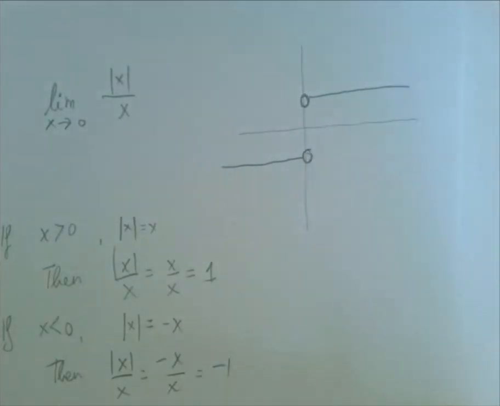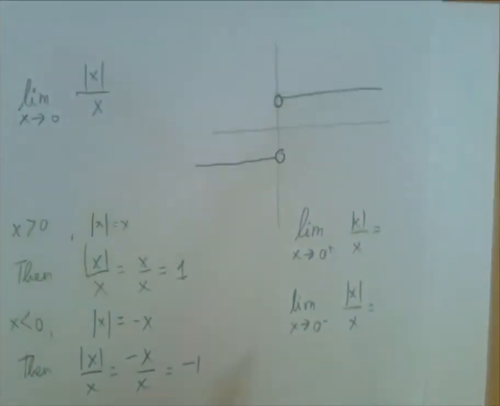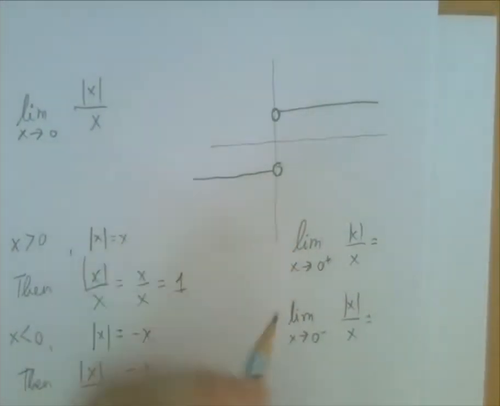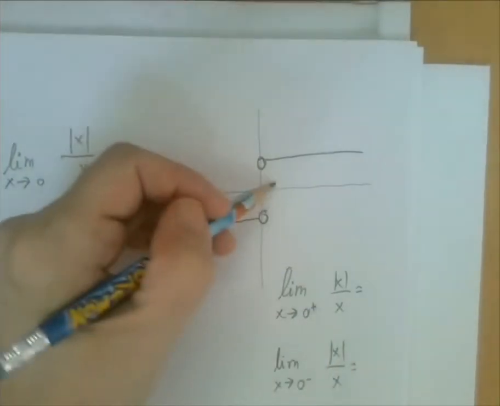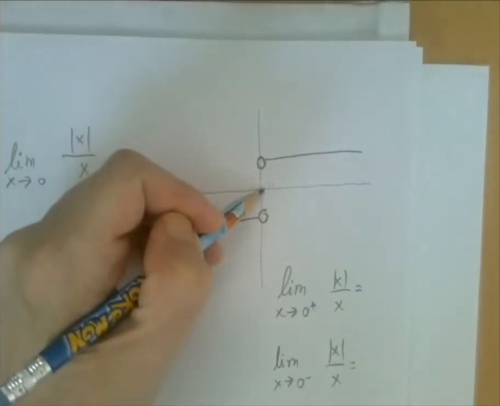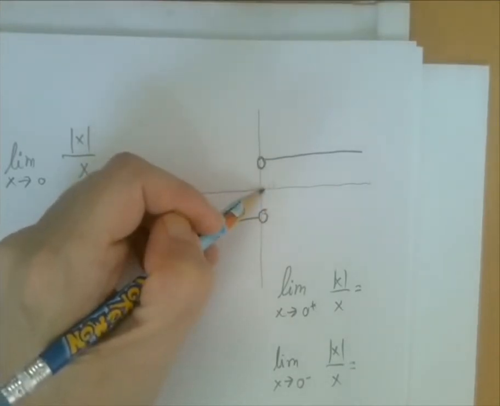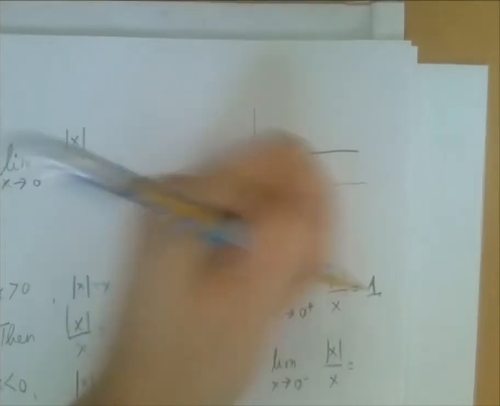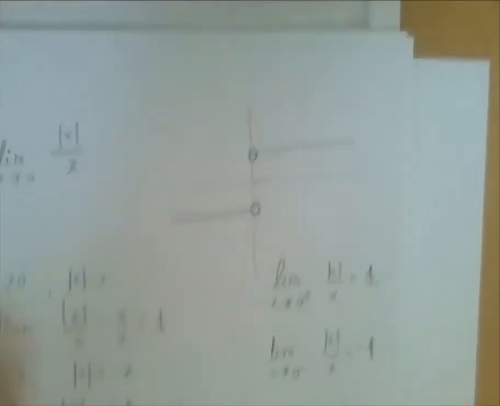Okay, so now let's discuss the two-sided limit of this function. As x approaches 0 from the right hand side, as we get closer and closer to 0 but don't get there, as long as we're not there, we have a constant 1. The limit of the constant function is just that number. So the right hand side limit is 1. Meanwhile, the left hand side limit is negative 1. So the two-sided limit is undefined.